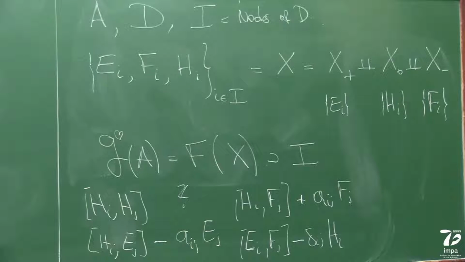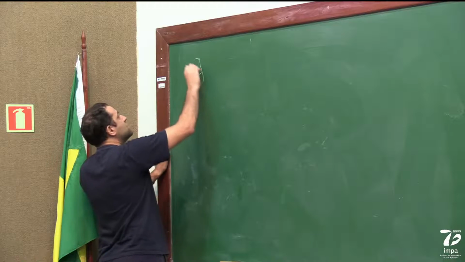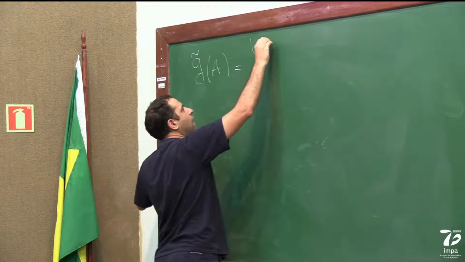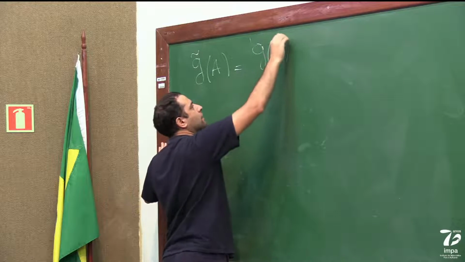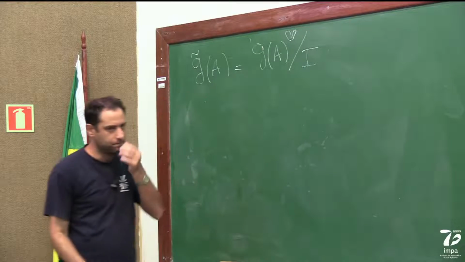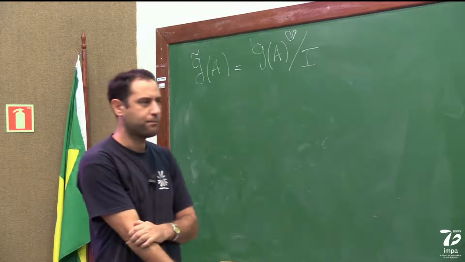We have no control over what that ideal is. That's why it's hard to check that the quotient is anything meaningful. It could be 0, for example, the quotient. So let's try to prove that the quotient is at least not 0. But now let's define the Lie algebra G tilde of A to be the quotient of G hat of A by I. Okay?